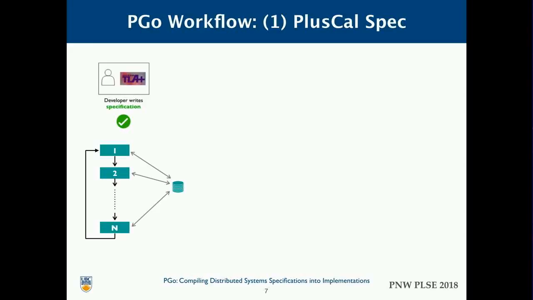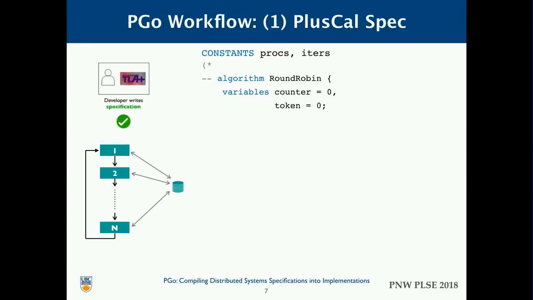So we can define a couple of constants here, which are the number of processes and the number of iterations for which I'm going to use my shared resource. This is just a bit of PlusCal syntax. I'm naming this algorithm RoundRobin, and I'm simplifying my shared resource here by using a counter. So I'm just using a counter as an example of a shared resource.